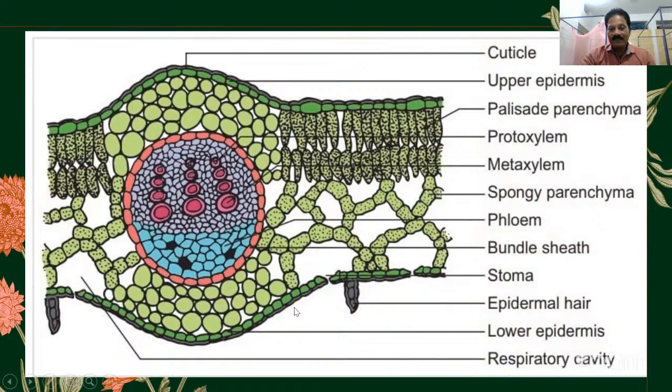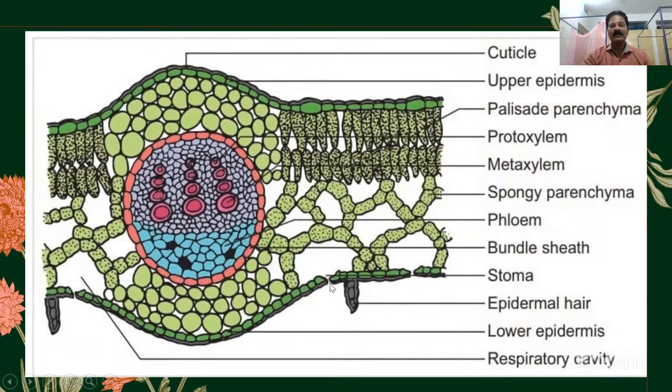A slight difference is there in lower epidermis. You can see here and there minute microscopic aerating pores. They are nothing but stomata. Even in upper epidermis, a few stomata may be present. But on the lower side, the number of stomata is more.